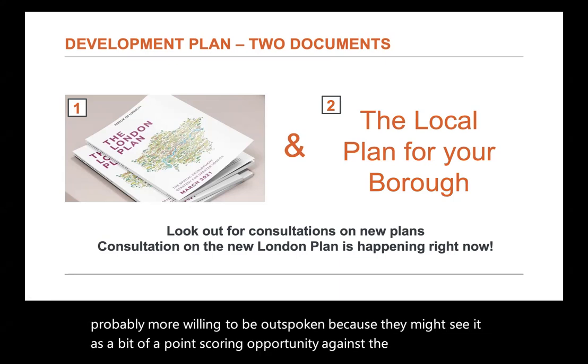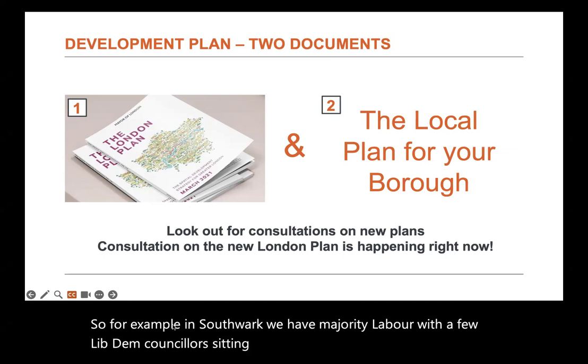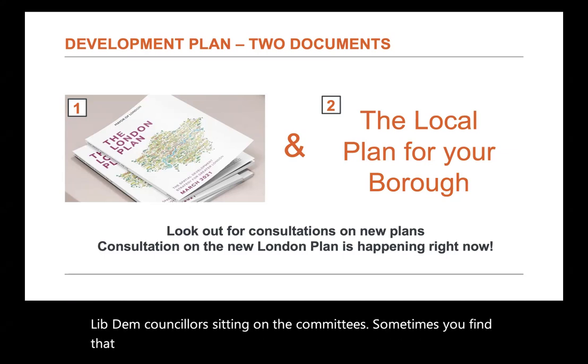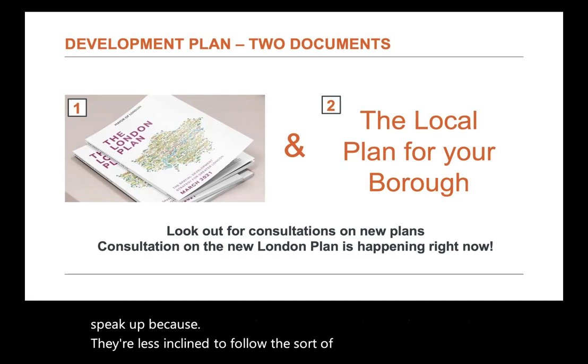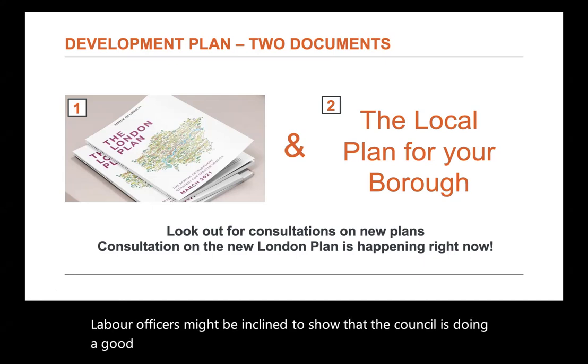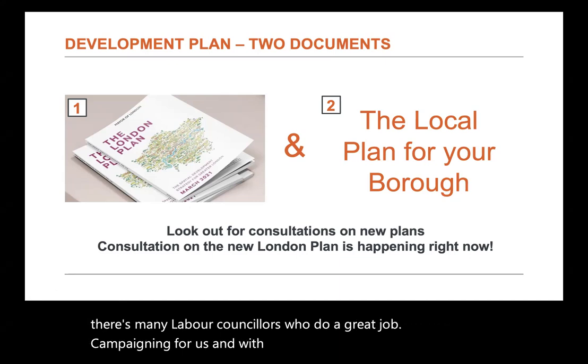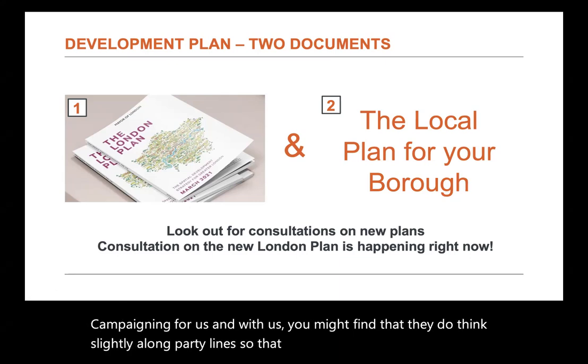So, for example, in Southwark, we have majority Labour with a few Lib Dem councillors sitting on the committees. Sometimes you find that it's the Lib Dem minority councillors who are more willing to speak up because they're less inclined to follow the council status quo. The Labour councillors might be inclined to show that the council's doing a good job. I don't want to speak for everyone here. There are many Labour councillors who do a great job campaigning for us and with us. But you might find that they do think slightly along party lines. So that is definitely something to consider.